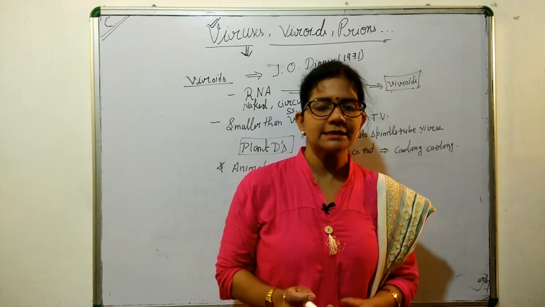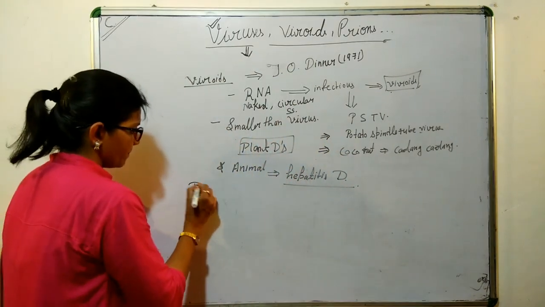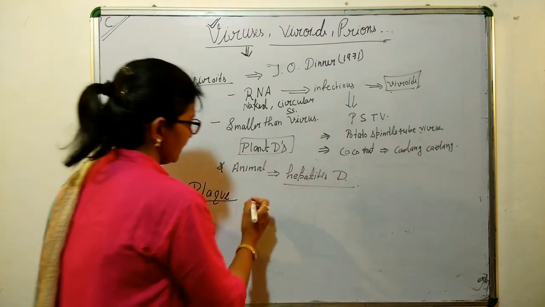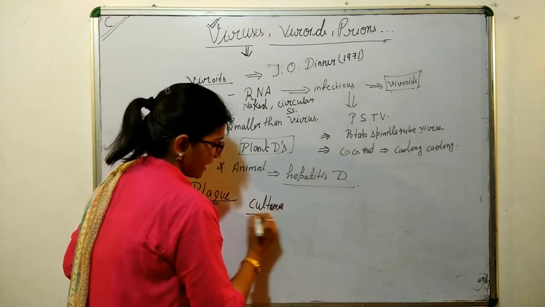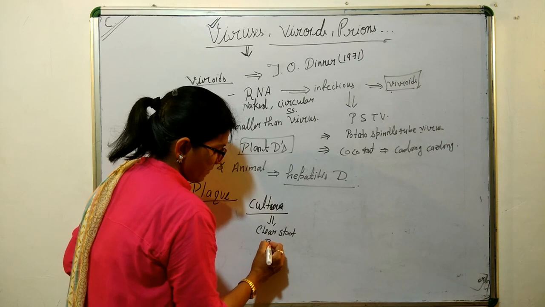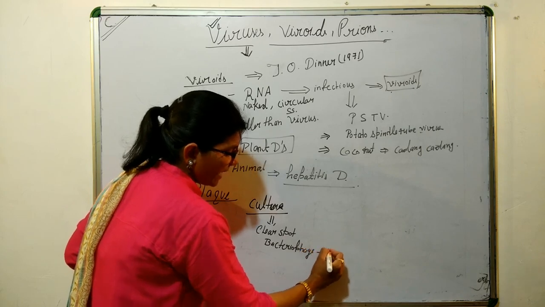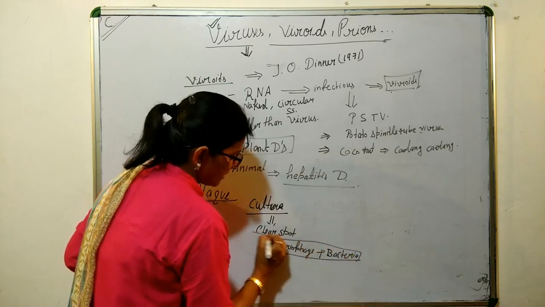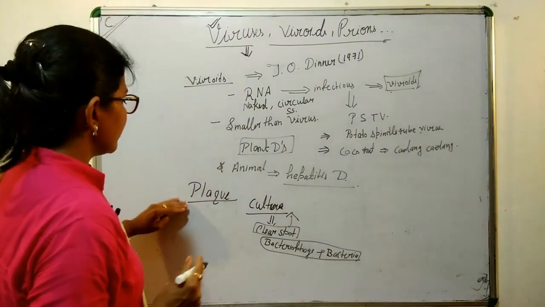Now let's get one more term. What is the plaque? Plaque. When we do culture of bacteria and bacteriophage, the clear spot formed by the bacteriophage, meaning the virus which affects the bacteria, on that particular host, which is the bacteria, that clear spot formed is known as a plaque.